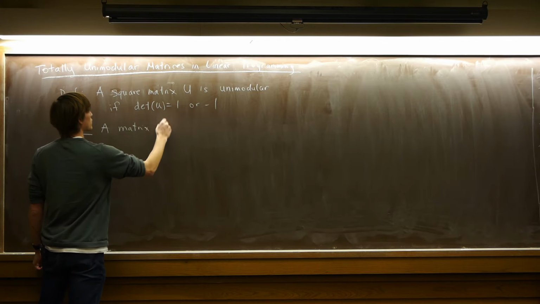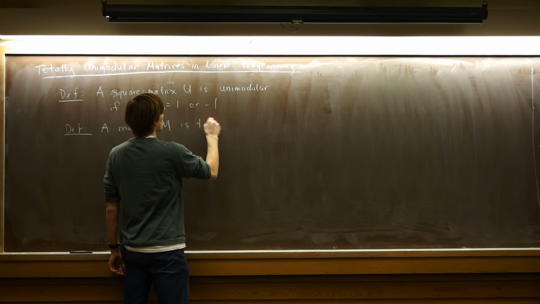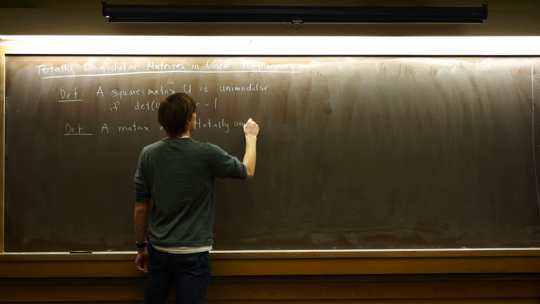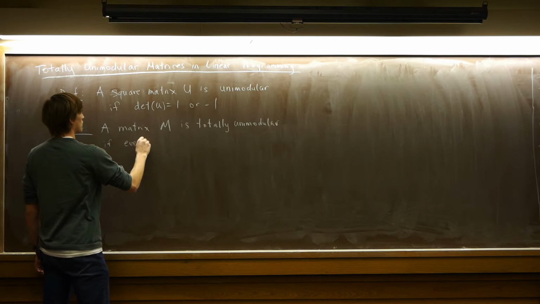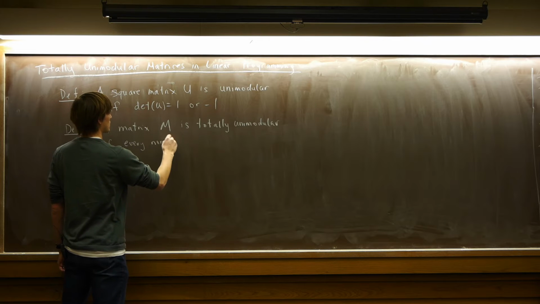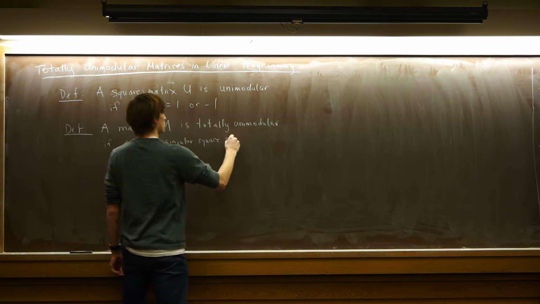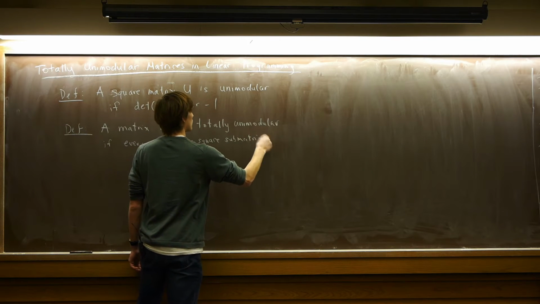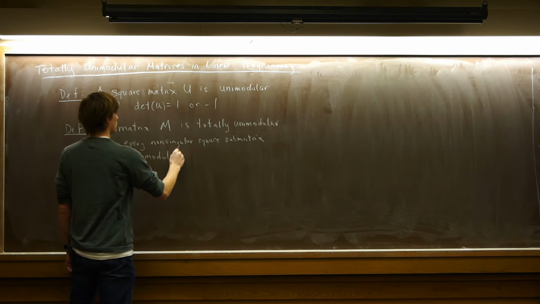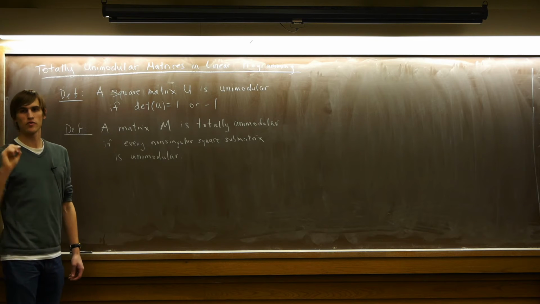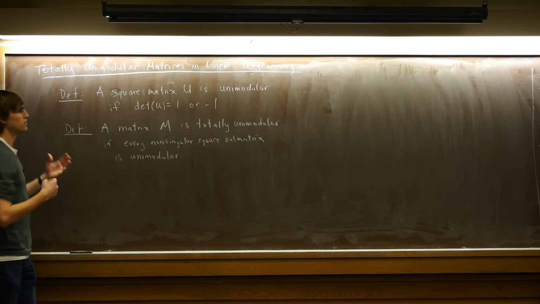Now, a matrix, let's call it M, doesn't have to be square. It's totally unimodular if every non-singular square submatrix of this matrix M is unimodular. So choose a certain number of rows and choose that same number of columns. You've got yourself a square submatrix. If that square submatrix is non-singular, then it has determinant 1 or -1.